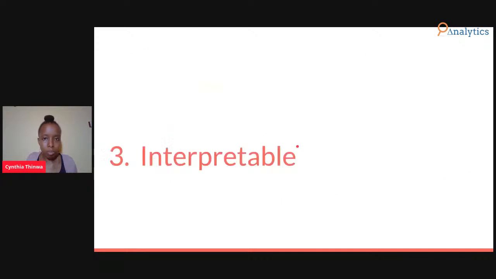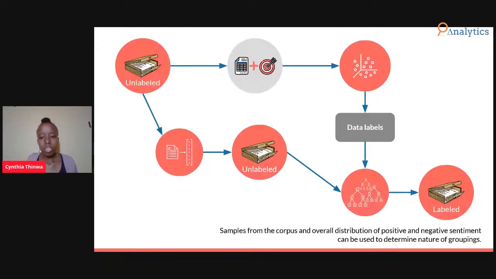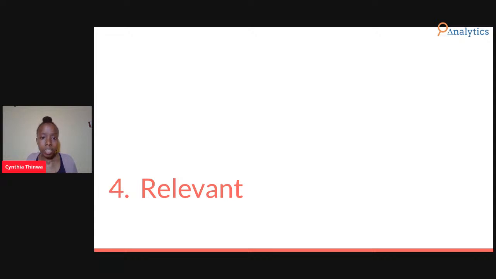So thirdly, it's interpretable. If we were asking ourselves why we got the labels that we got here, we can clearly see how the feature engineering, where the data scientist was involved in creating the features, influenced the clustering of k-means, and then we explain this is where the data labels came from. So if any changes need to be made, we can easily make them here, okay? And not only that, samples from the corpus and the overall distribution of positive and negative sentiment in the data can be used to determine the nature of the groupings. And then finally, it is relevant.